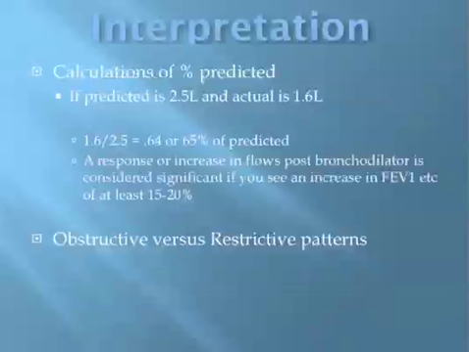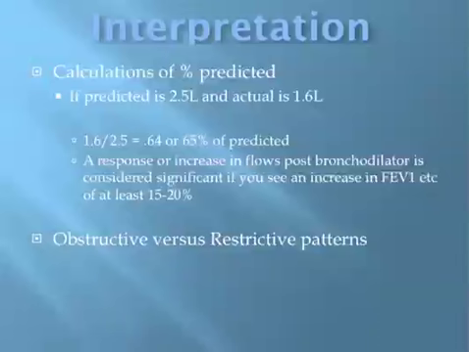Okay, interpretation of PFTs. You need to know how to calculate percent predicteds. If a predicted is 2.5 and they actually did 1.6, you divide what they should have done into what they did do, and that gives you a percent of predicted. I look at it the same way as if I make $800 a week, but I only take home $400. I only take home 50% of my total income. In the case example here, I'm only blowing out 65% of the total that I have in my lungs in 1 second.